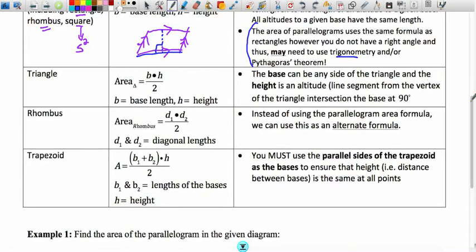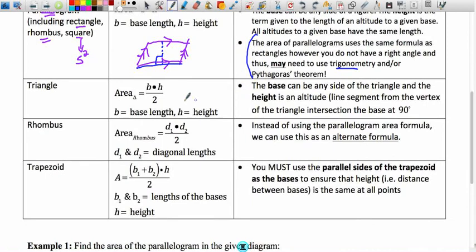Okay, we have two other formulas. One is a formula for a rhombus, and as you can see above, rhombus is appearing twice. The reason we have an additional formula for rhombus is that you can use base times height, but because of one of the characteristics of a rhombus, namely that the diagonals bisect each other and do so at 90 degrees, we have this alternate formula for the area of a rhombus. And so I'll very quickly explain how it works.